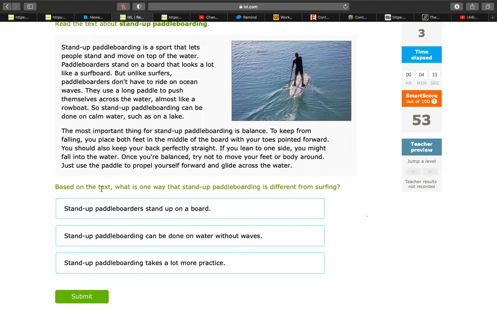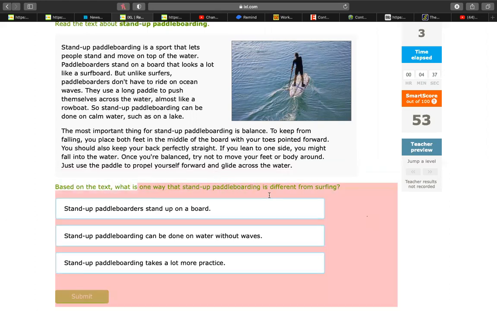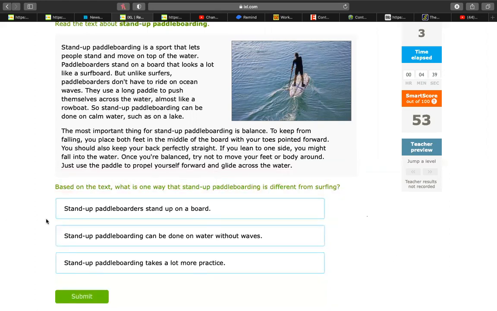All right, so based on the text, we're looking for one way that stand-up paddleboarding is different from surfing. Stand-up paddleboarders stand up on the board. Well, you can get a visual. Surfers have to stand too, right? Stand-up paddleboarding can be done on water without waves. Is that true? Yeah.